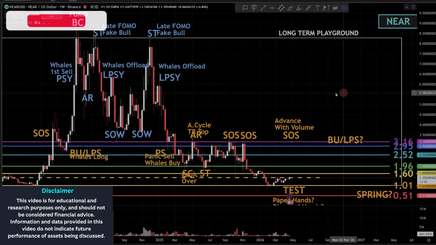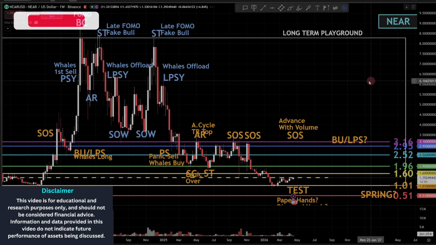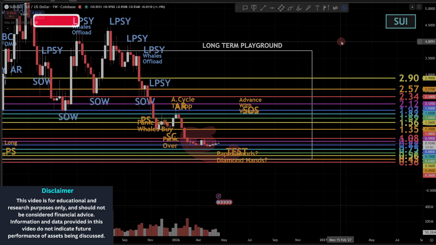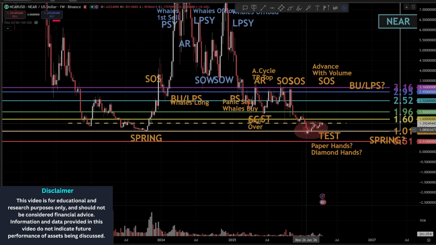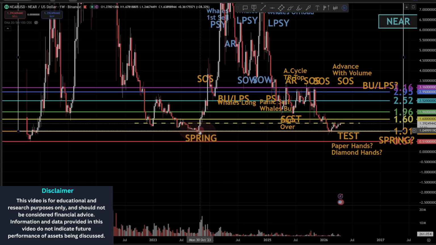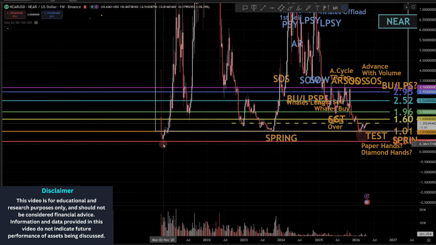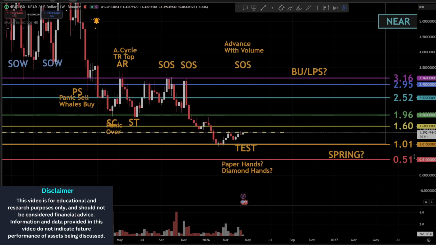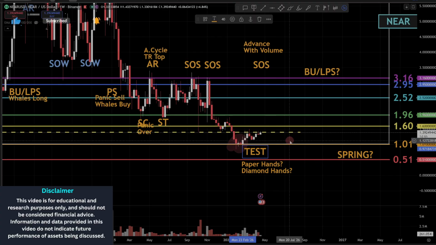So NEO, what does it look like? Compared to SOL, which is still in transition from distribution to accumulation, NEO and SUI are well within the accumulation cycle. Look at the levels. NEO has already tested the lowest level compared to the 2023 accumulation. It just didn't get as low as 2020, all the way to the 51 cent level. 1.01 was where the previous test came down to.